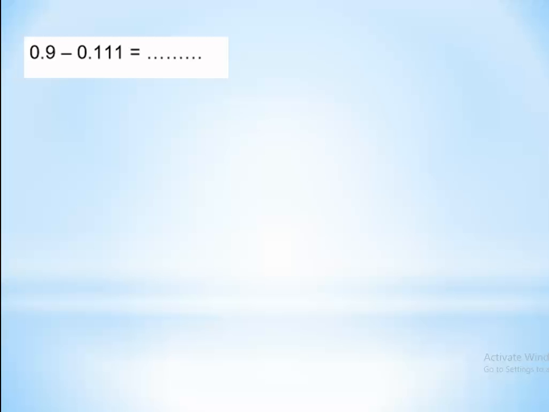0.9 minus 0.111. So put it as usual in draft. 0.9, we know that decimal point under decimal point, and tenths under tenths and units under units. Here we don't have the same decimal places, so we are going to put 2 zeros.